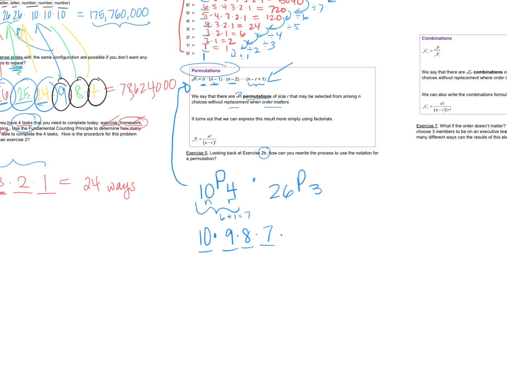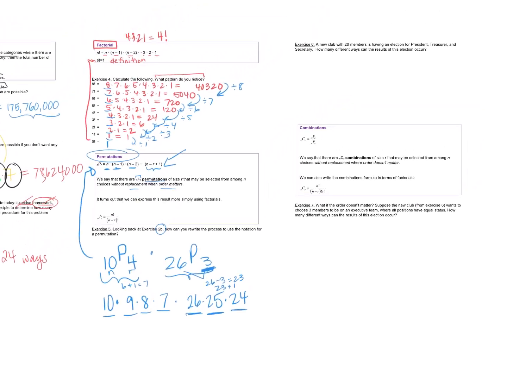And then for the 26P3, again, following the formula, we know that we're going to count down like 26, 25, and, well, how long? Well, the definition says we subtract 26 minus 3, which is 23, but then we take that 23 and add 1, so we're going to go to just 24. And again, that makes sense, I think, because it's saying you want to take 3 items and rearrange them. So it's like 3 spots to fill, 26 ways to pick the first one, 25 to pick the next one, and then 24. So we get the same answer, of course, but that's seen in terms of this thing called permutations.